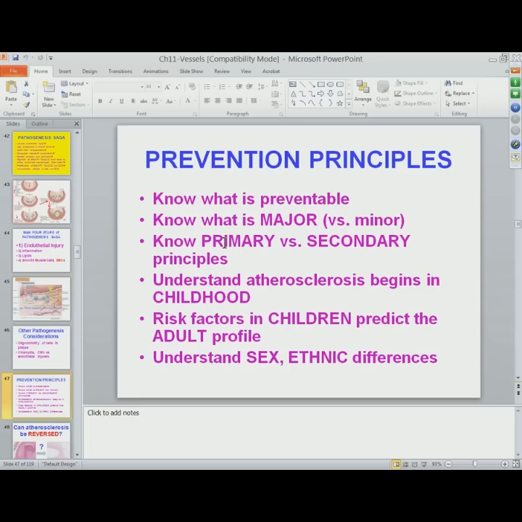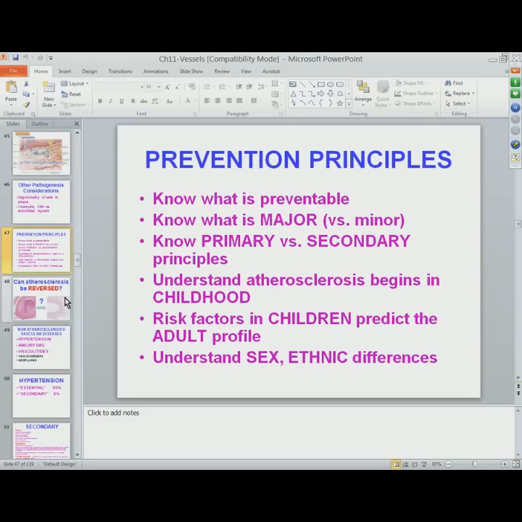And you should know both primary and secondary principles, understanding that atherosclerosis begins in childhood. So if you're going to have significant prevention, you have to start it in childhood, not after the fatty streaks have turned into plaques and maybe even well into adult life. And remember, the risk factors that are present in children predict the adult profile. So if you have a high risk adult for heart disease, for thrombosis, for stroke, remember those risk factors were in him way before he or she actually got the plaque. And of course, we remember the protective role of estrogens for women, some ethnic differences, but the big thing is diet and the so-called level of development of the society.